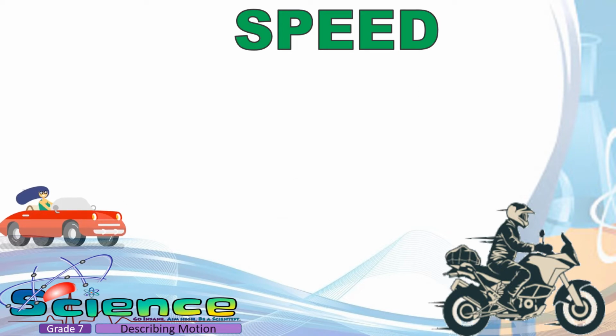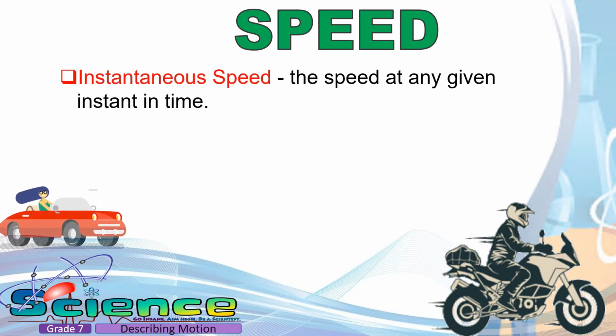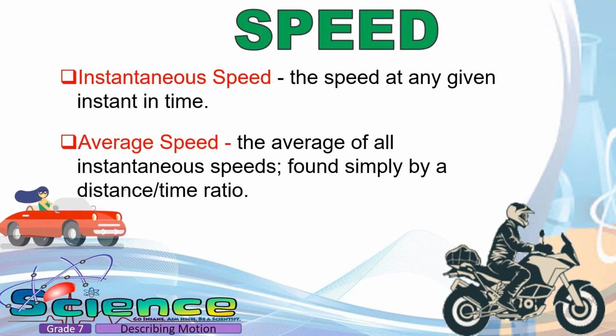Before we have a sample computation, we need to understand the following terms. When we say instantaneous speed, it refers to the speed at any given instant of time. And when we say average speed, this refers to the average of all instantaneous speeds, found simply by the distance-time ratio. You might think of the instantaneous speed as the speed that the speedometer reads at any given instant of time, and the average speed as the average of all the speedometer readings during the trip.